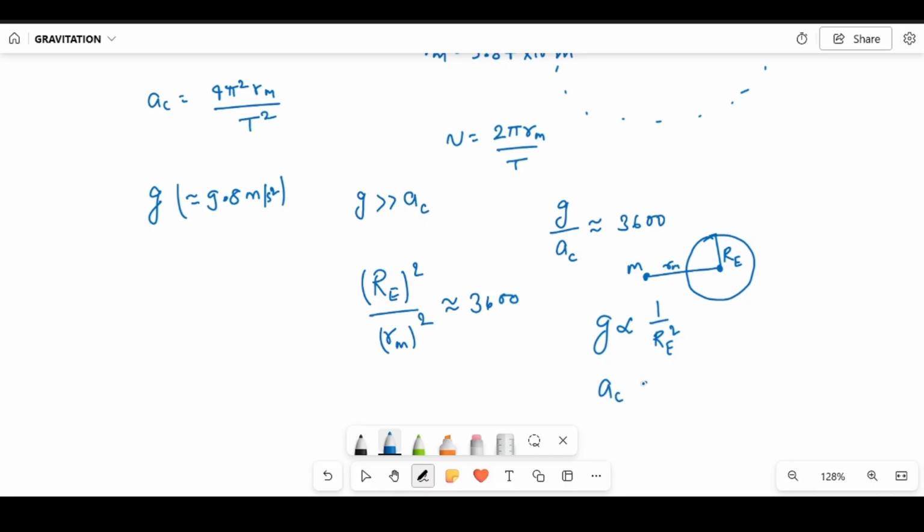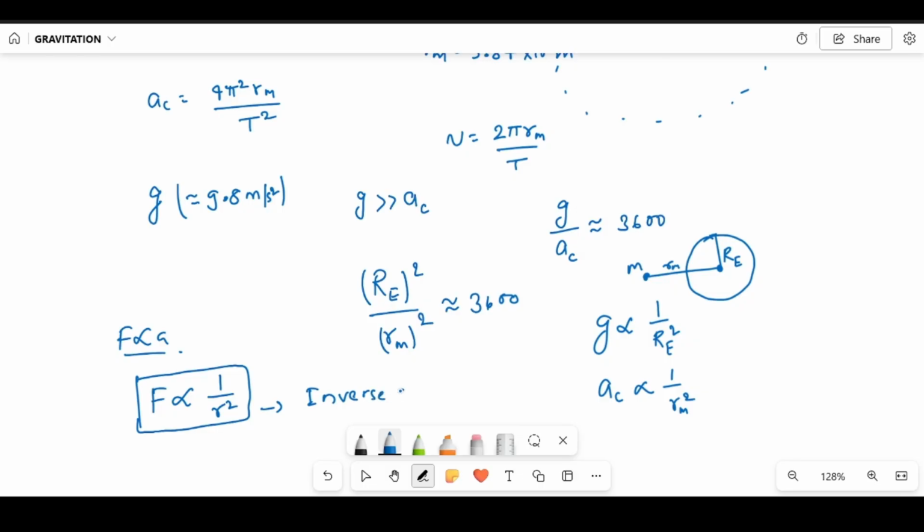So centripetal acceleration is proportional to 1 by r_m squared. Now look, force is proportional to acceleration. So if acceleration is proportional to the inverse square of distance, then force should also be proportional to the inverse of the squared distance. This is what we call the inverse square law.